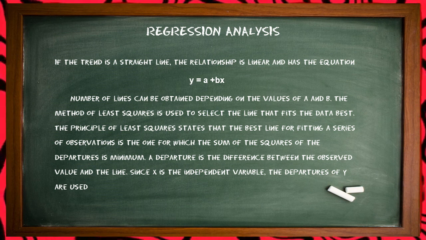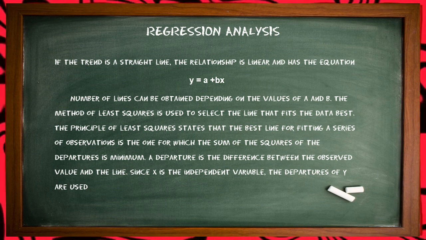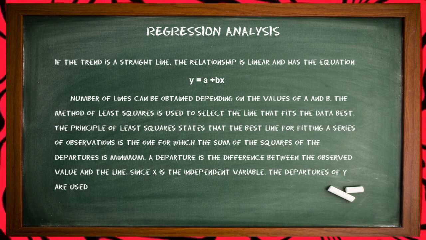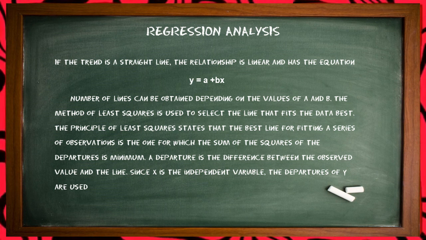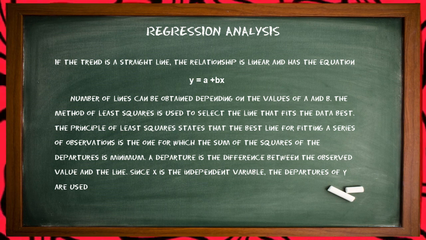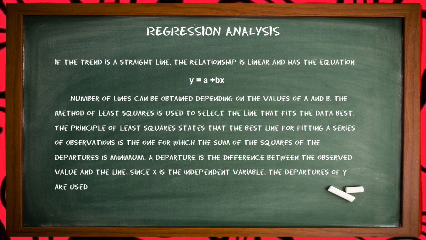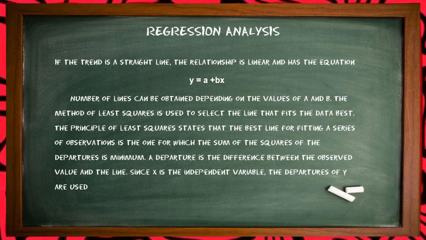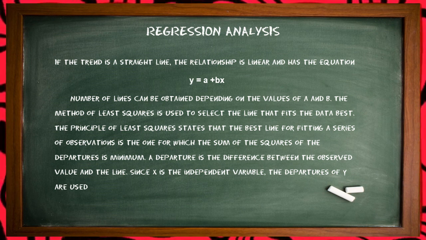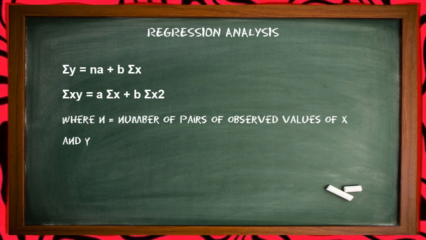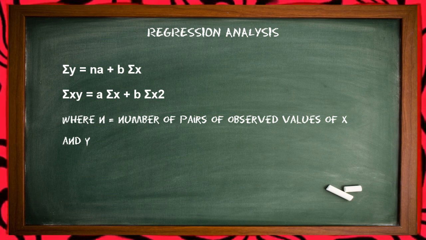The method of least squares is used to select the line that fits the data best. The principle of least squares states that the best line for fitting a series of observations is the one for which the sum of the squares of the departures is minimum. A departure is the difference between the observed value and the line. Since x is the independent variable, the departures of y are used, where n is equal to the number of pairs of observed values of x and y.